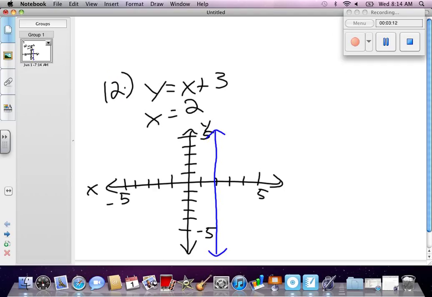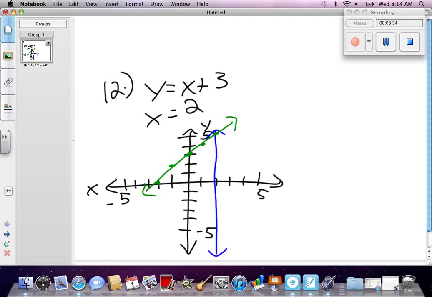Then we've got y equals x plus 3. So remember we started at 3. 1, 2, 3. We go up 1 over 1, up 1 over 1, or down 1 over 1, down 1 over 1. So that would look like A.